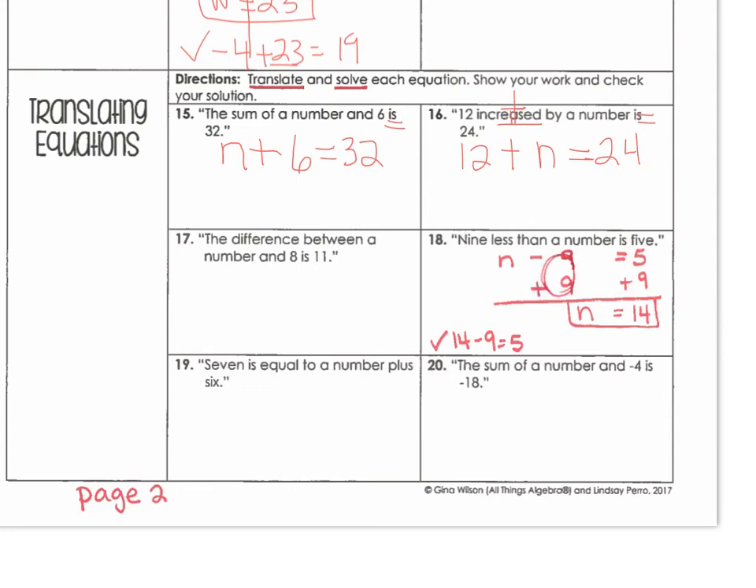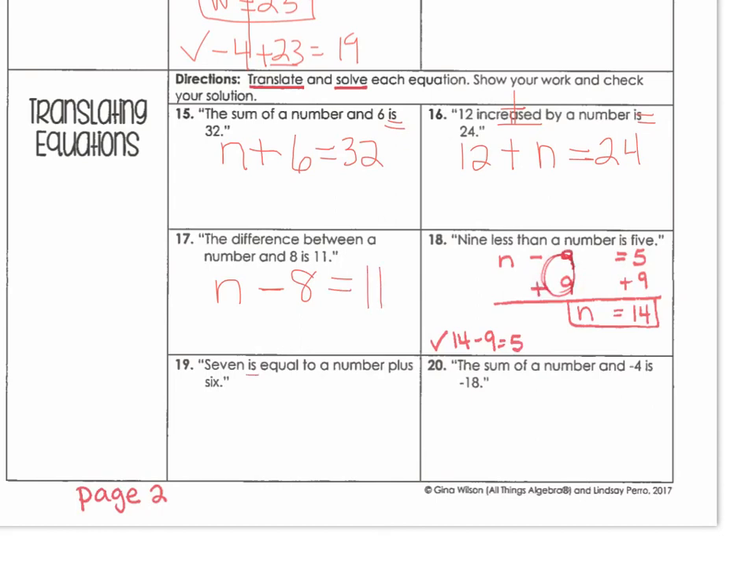All right, 17. The difference, okay, that's subtraction. I gotta be careful because it's not commutative. The difference between a number and 8. So it listed number first, 8 second, and then is our equal sign, 11.